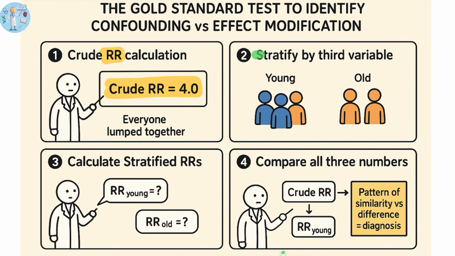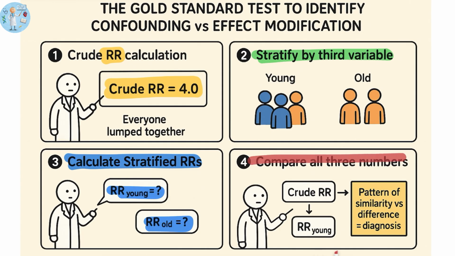Step 2, we stratify. Split the data by our third variable. Let's use age this time, young versus old. Step 3, you calculate a separate stratified RR for the young group and another one for the old group. And step 4, the most important step, compare those numbers.